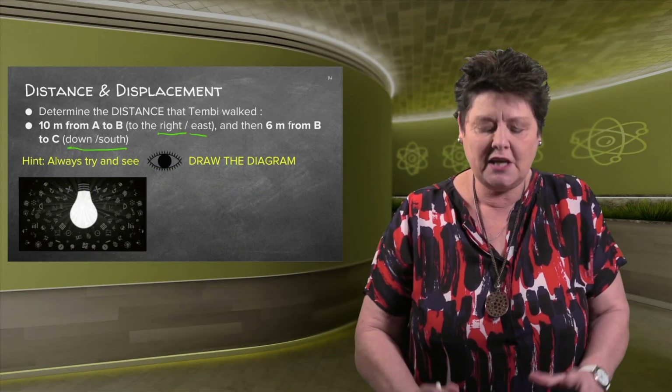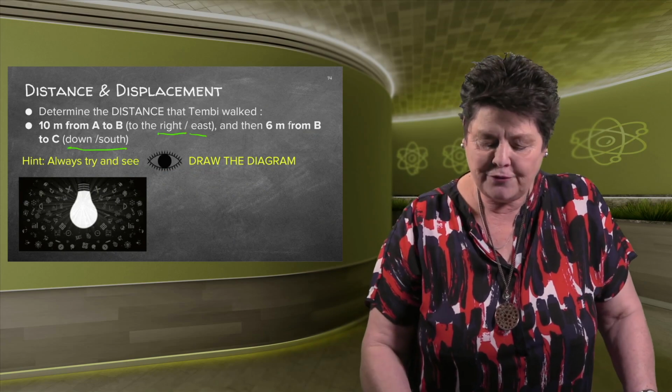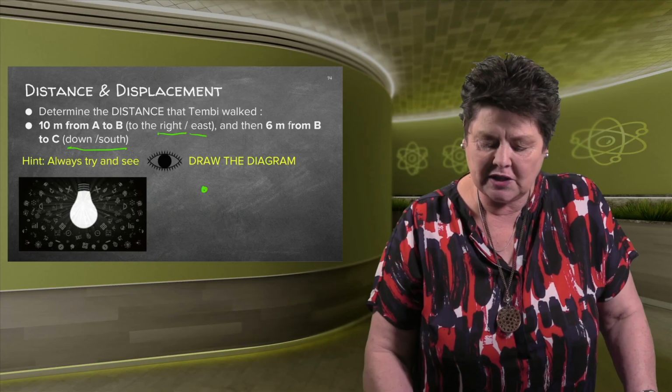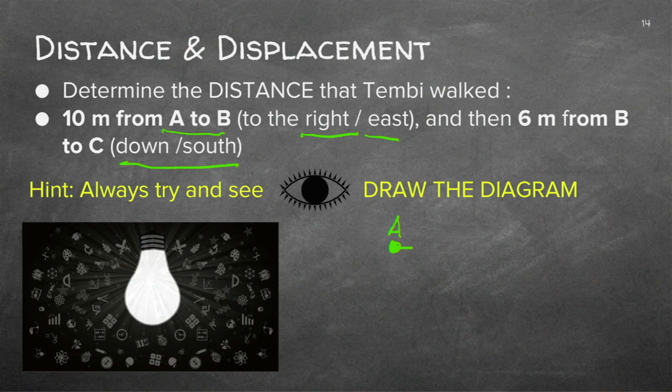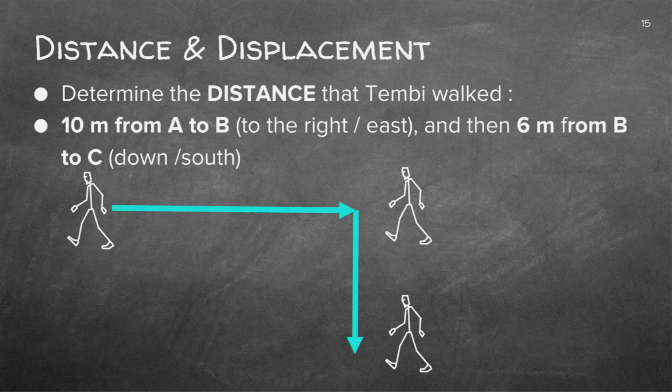So if you see words like this, firstly say, okay, I'm going to start here. It says from A to B, so that's point A, and she walks to point B. Actually draw that. Otherwise, you are going to be confused with all the detail. It's 10 meters, and I've got my arrow. After getting to B, she now walks 6 meters to C, and it's directly down to that point in the south. Isn't that what you drew?